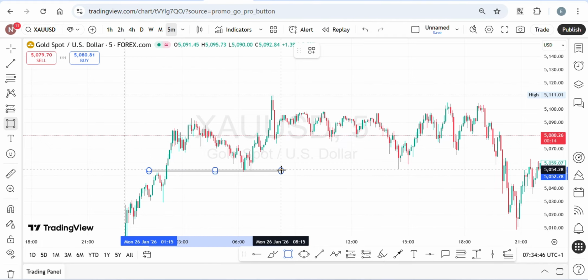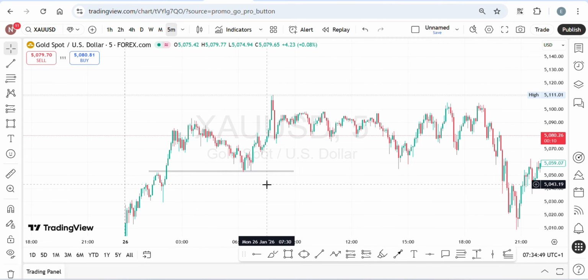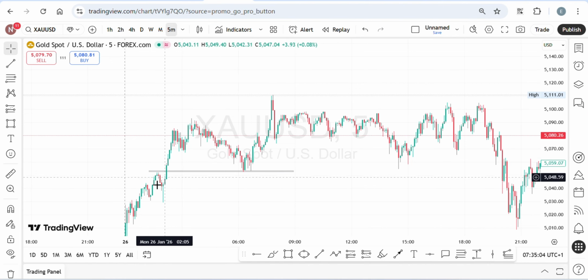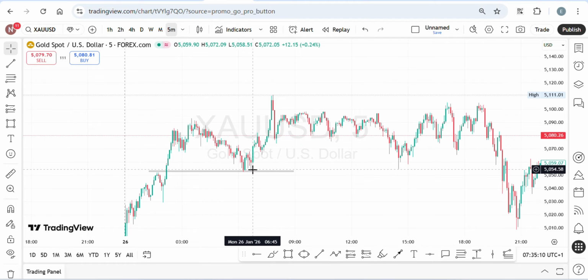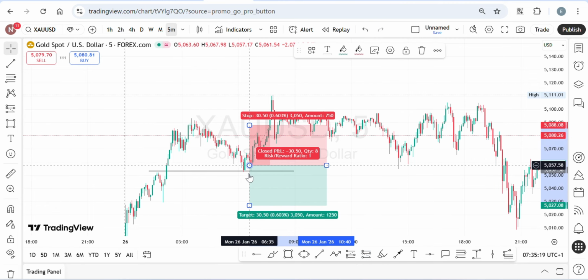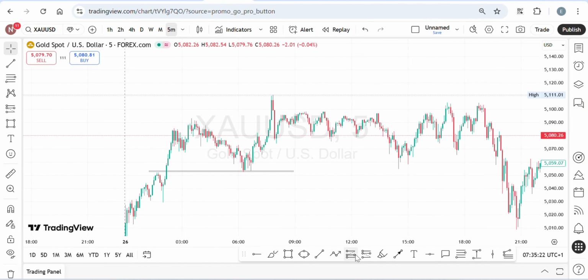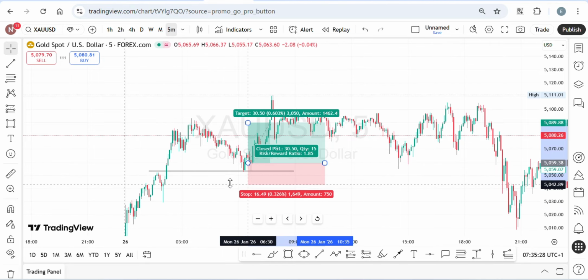You see, after price tapped on this level, it failed to close below. So this level is basically what you can consider as resistance turned support, and you would have just taken a buy position here with your stop just below, targeting this high here.